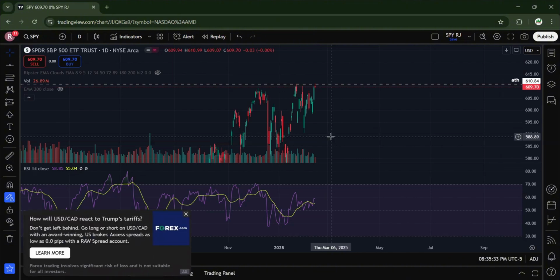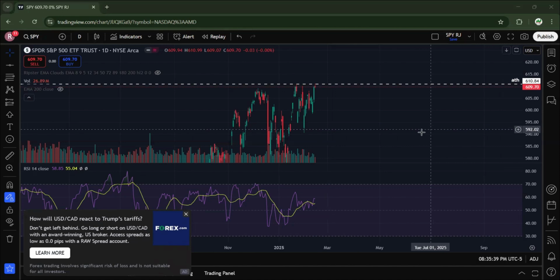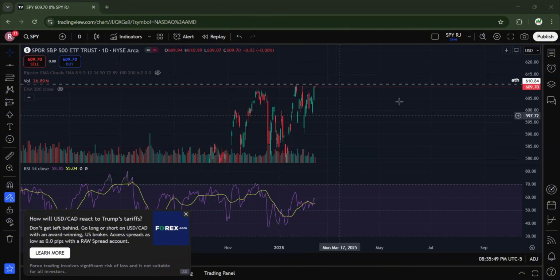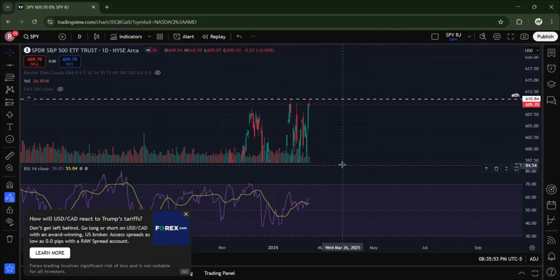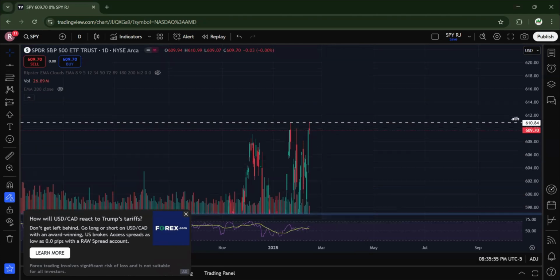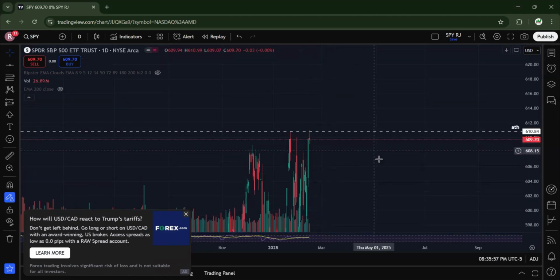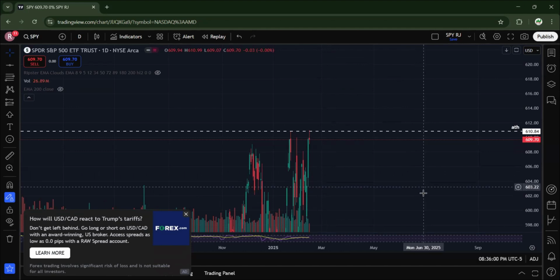So you need a level here. You usually want to have a target, but since it's all-time highs, you don't really have a target. The easiest places to put targets for all-time highs are whole numbers. So at this point, you would do 611, 612, 613, and so on and so forth.